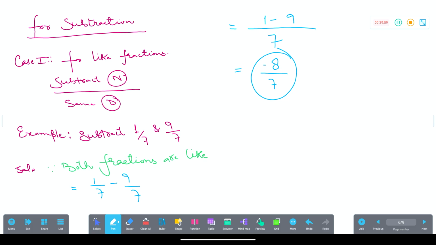Now this is what I was initially telling you, that you have to stay focused on the signs of the numbers. The second case I will take. I will not elaborate on it because this is what we have already done in addition. Subtract, or I will write, for unlike fractions.